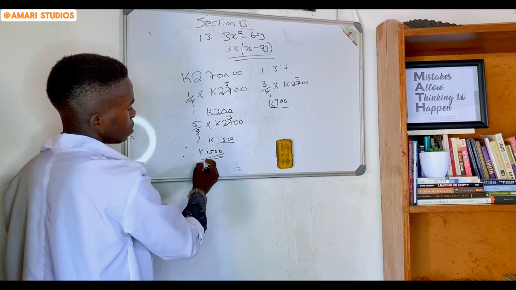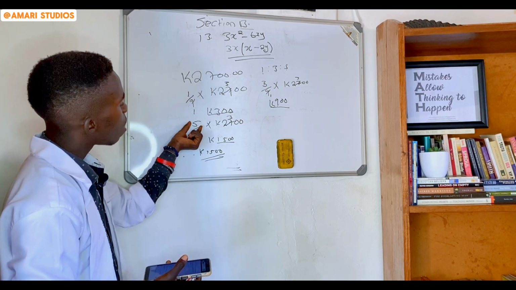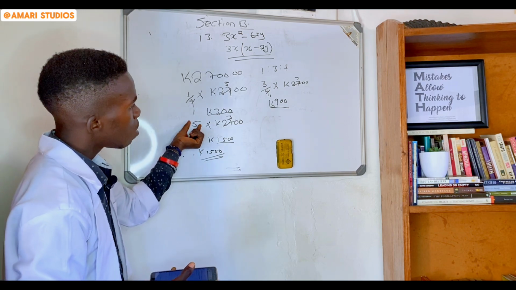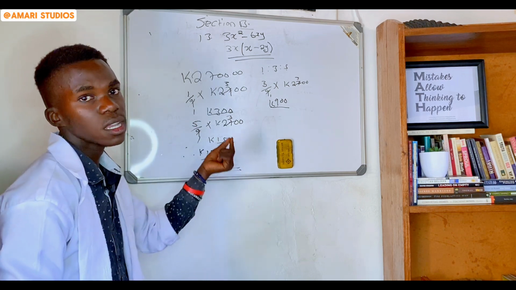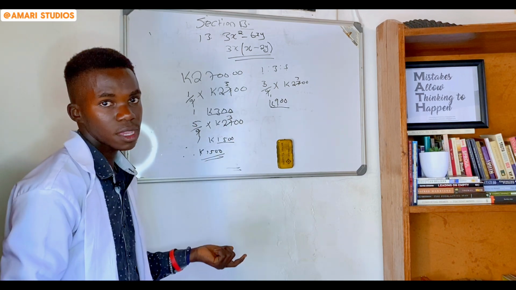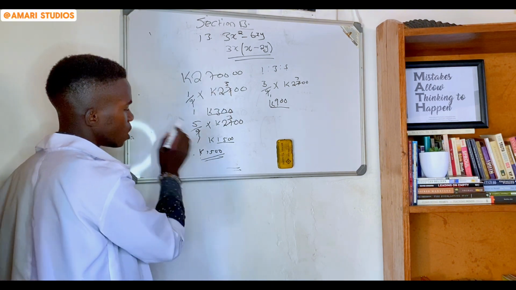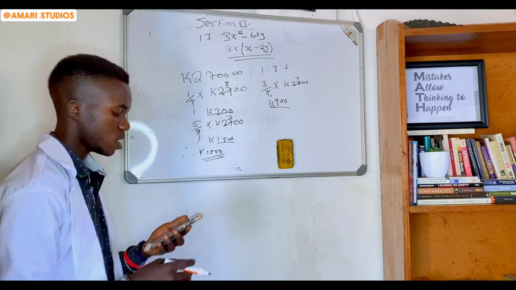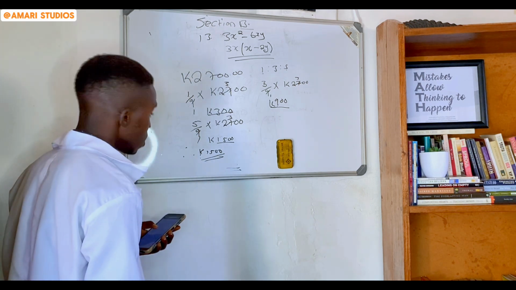1,500 kwacha. And then if you have observed something, the girl with the largest ratio, with the bigger ratio, is the one who got the largest amount of the money there, which is 1,500 kwacha. So meaning our largest share there, it was 1,500 kwacha. That's the end of your question. We move to question 15.